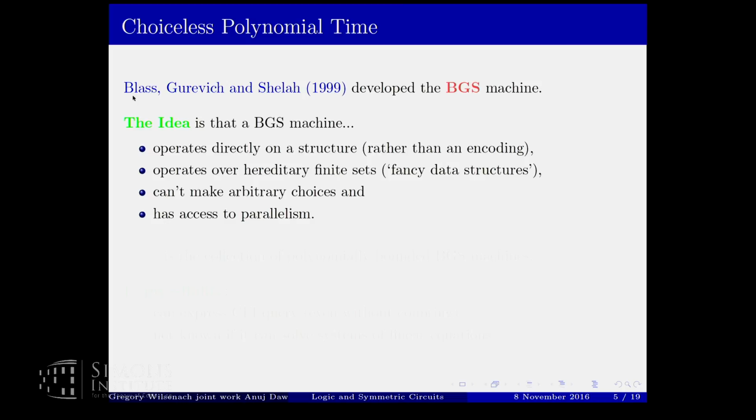So in some sense, it can't make choices which violate the symmetries of the input structure. And CPT, choiceless polynomial time, is then exactly what you'd expect. It's BGS machines, but with polynomial bounds imposed.